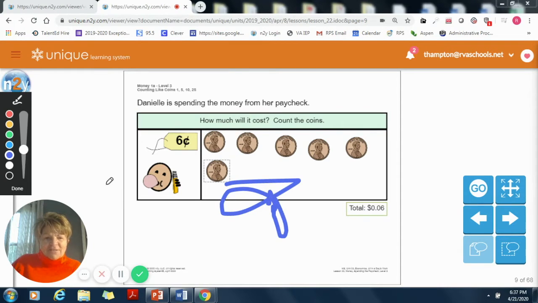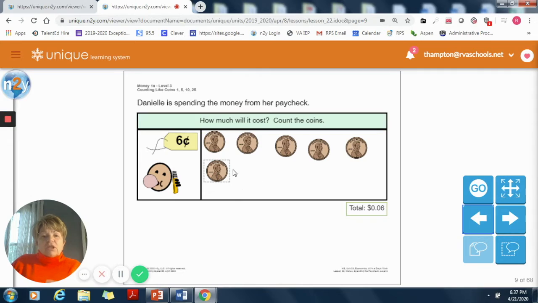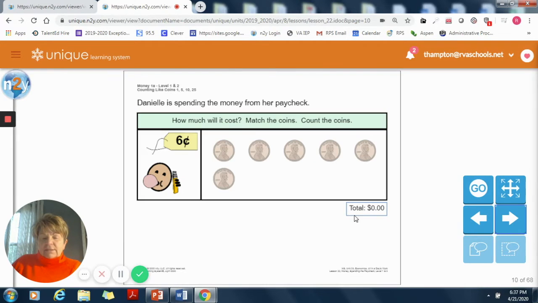Oh, my pen's going a little crazy. All right. So that would be one way that we would have fewer coins in our pocket, because we would trade it in for a nickel. All right, let's see what is next. Let's see, Danielle is going to be spending money from her paycheck for the 6 cents.